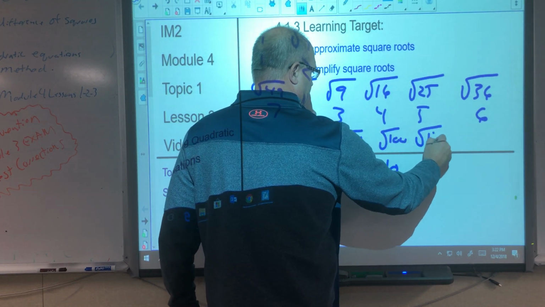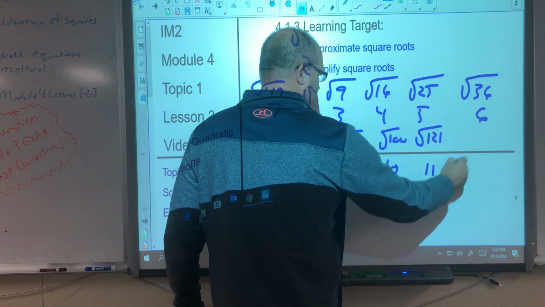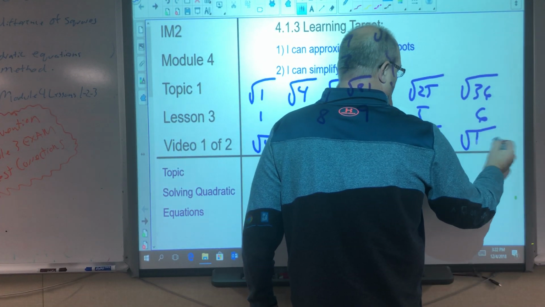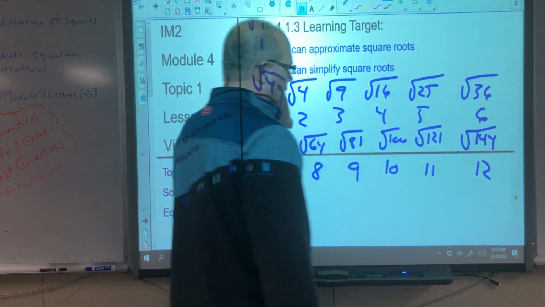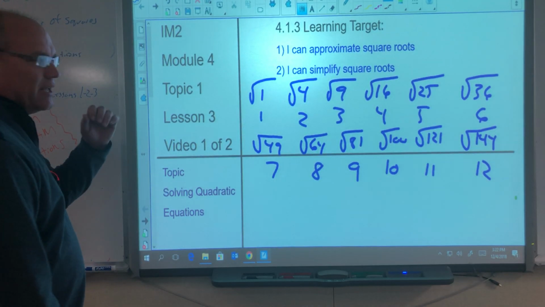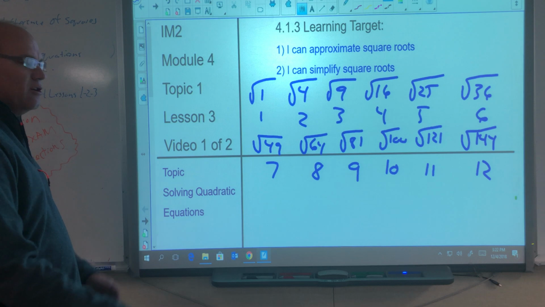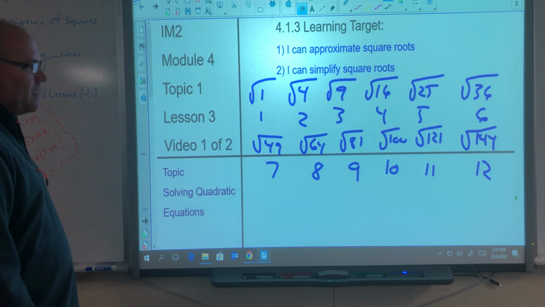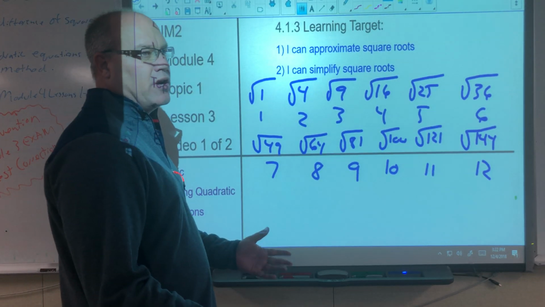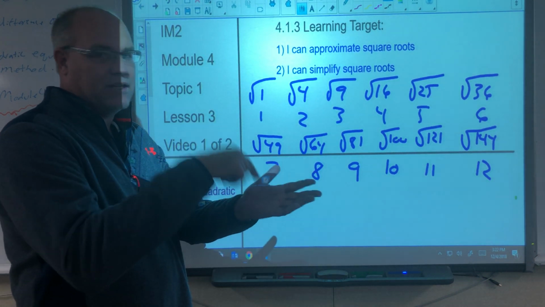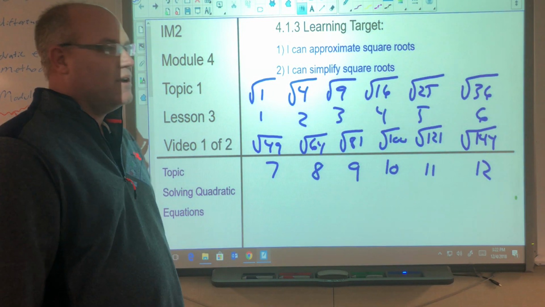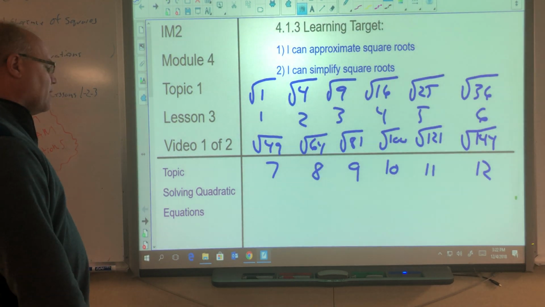Square root of 121 is 11. Square root of 144 is 12. Okay, those typically get the job done for you. Sometimes you need a little bit larger perfect squares. And if it's a test where you can use a calculator, you can always figure it out. Take your calculator and go, what's 17 times 17? What's 18 times 18? To find other perfect squares.